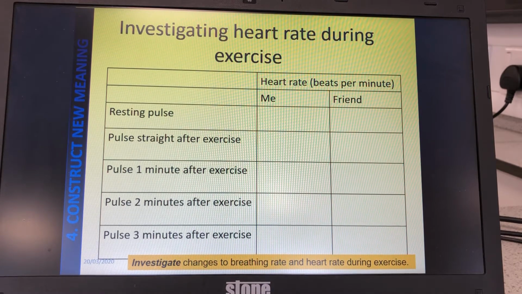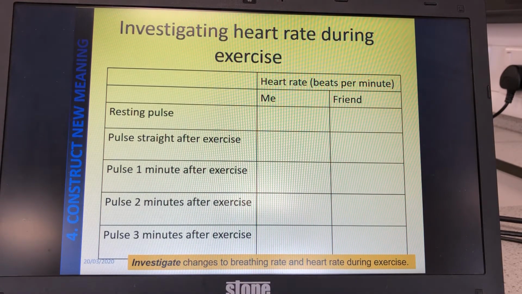After that 3 minutes, I'm going to ask you to stop and immediately find your heart rate. I will count you in. Sit yourself down at that point and we'll do the same thing, counting for 30 seconds, doubling it and putting it into our table. Then we're going to keep doing that for 1 minute after exercise, 2 minutes, 3 minutes, and then we'll have our data. We'll then have an opportunity to get our matching data from a friend, and then we'll talk about how we're going to graph that data.